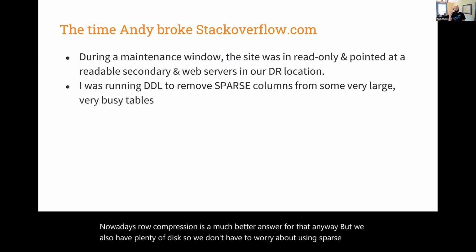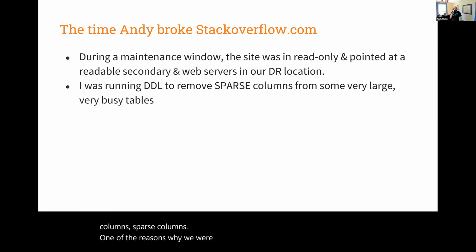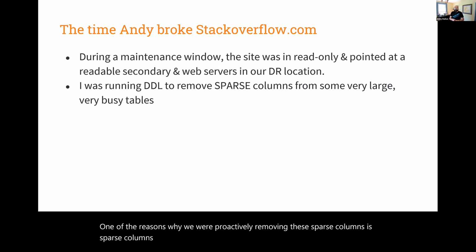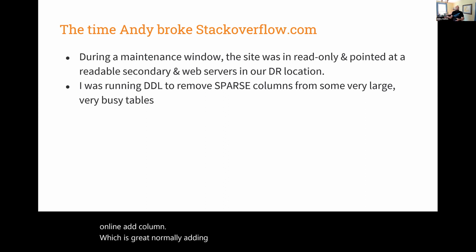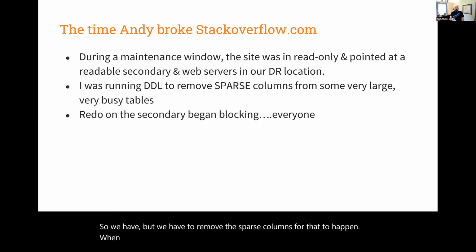One of the reasons why we were proactively removing these sparse columns is that sparse columns on very large tables prevent online DDL operations. So an online add column, which is great normally, adding a column doesn't cause blocking. Exactly what we want to avoid. So we have to remove the sparse columns for that to happen. When the redo started to happen on secondary, everyone was blocked.